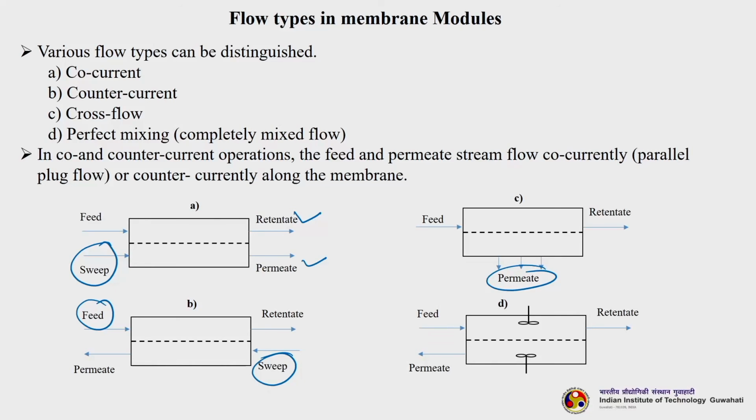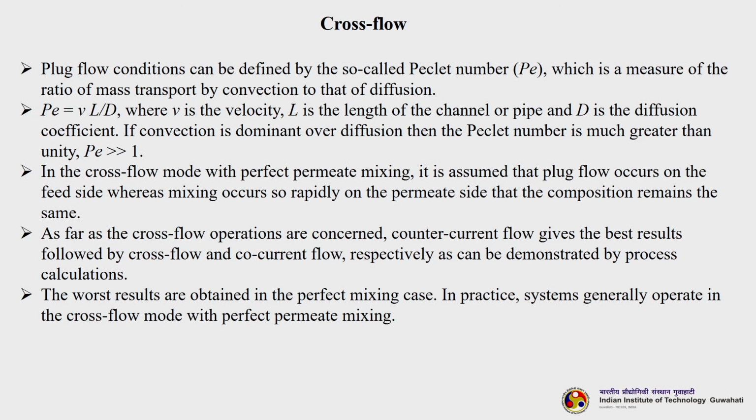And in the perfectly mixed flow, we can have the system mixed by using some sort of agitators, either mechanical or magnetically driven, so that the feed is continuously agitated as well as the permeate. So, the plug flow condition can be defined by the so called Peclet number, which is a dimensionless number or group. The Peclet number is defined as the mass transferred by convection to that of the diffusion. So, it is V L by D, where V is the velocity, L is the length of the channel or the pipe, and D is the diffusion coefficient.